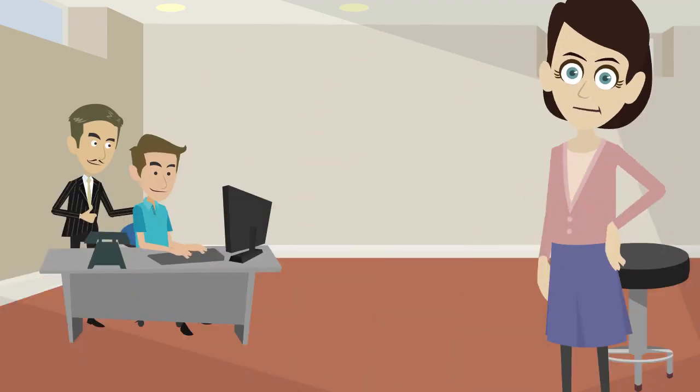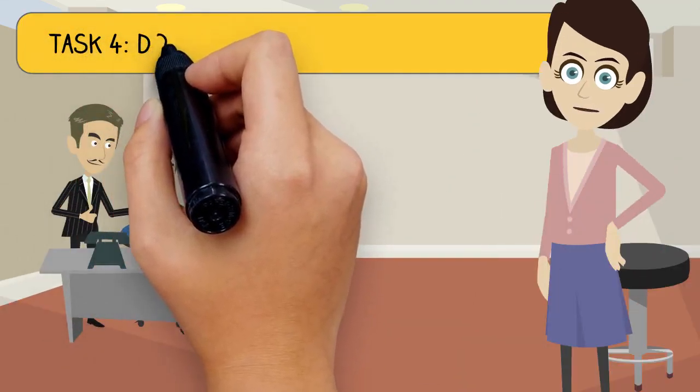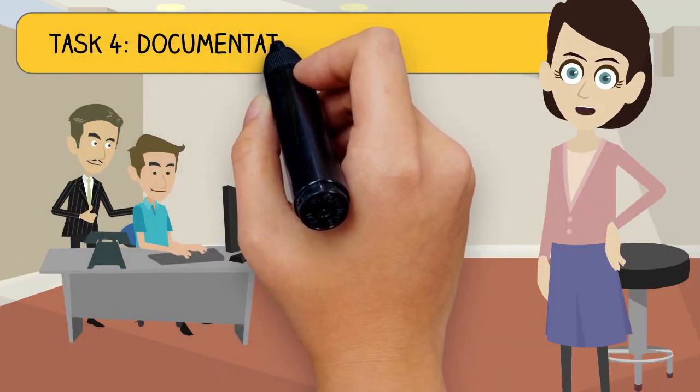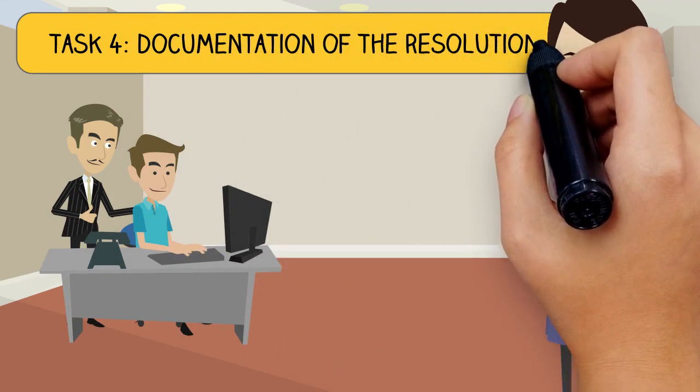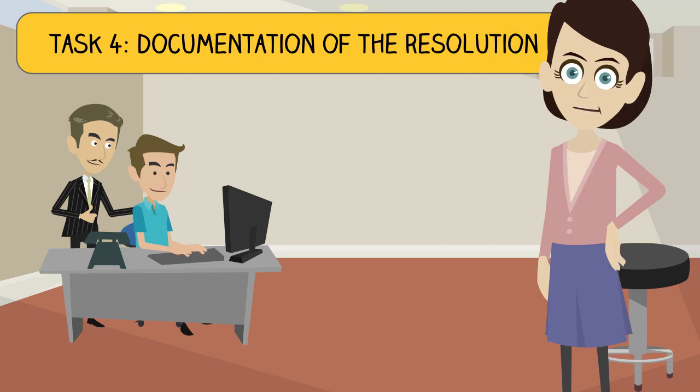Task 4. Documentation of the conflict resolution. The final task of resolving conflicts in requirements engineering involves the documentation of the resolution agreed. It is important to document the complete detail of a conflict resolution to prevent the same conflict from arising again during the life of the project.